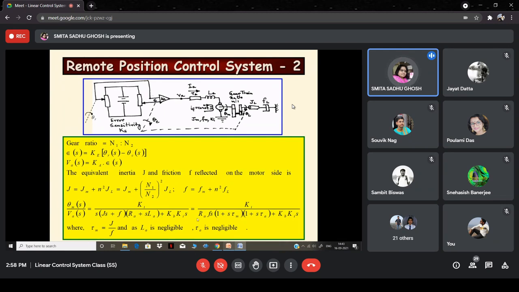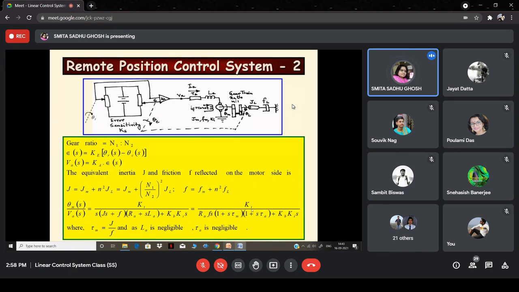But here, if LA is negligible, naturally tau A is also going to be negligible. So if tau A is negligible, we can put tau A approximately equal to 0, which makes us forget about this term. So 1 plus S tau A will be just 1, so that this particular model is simplified to a second order model.